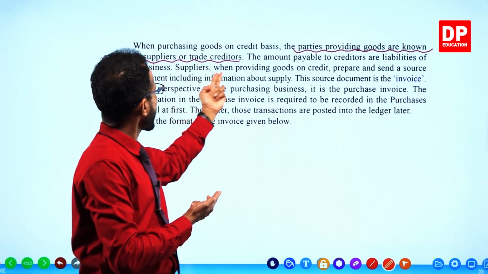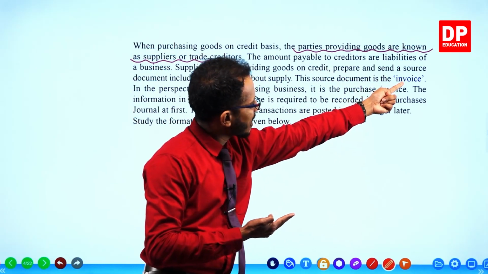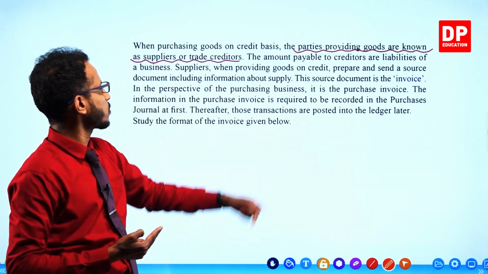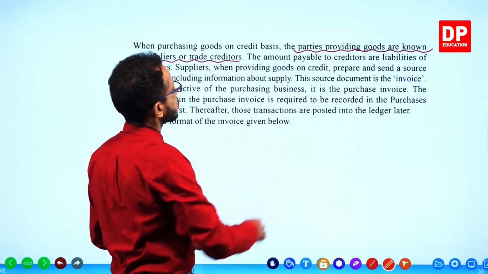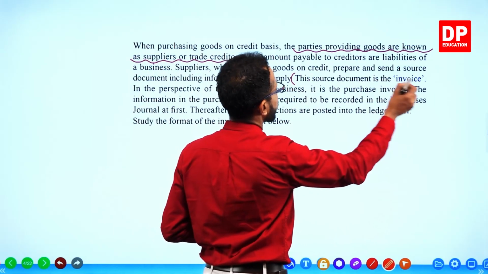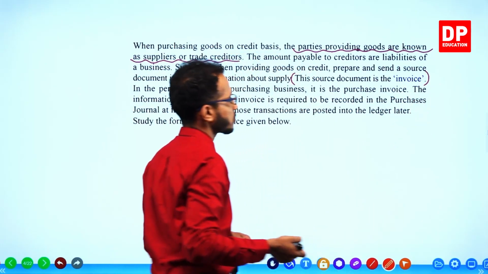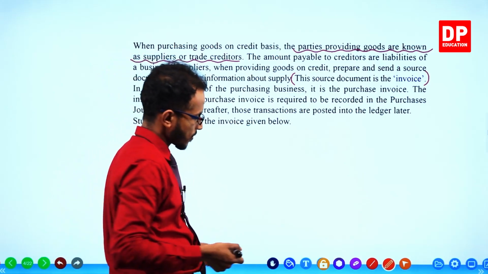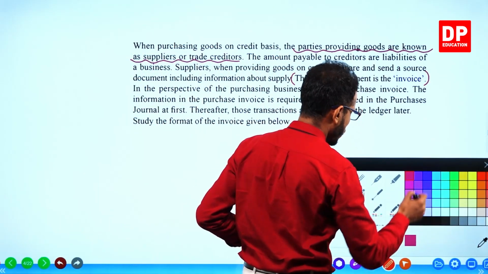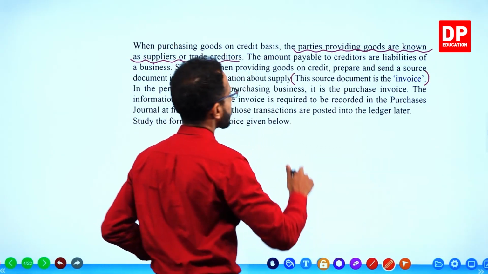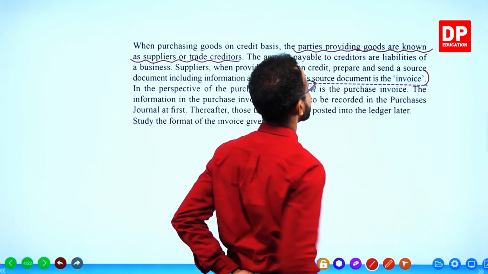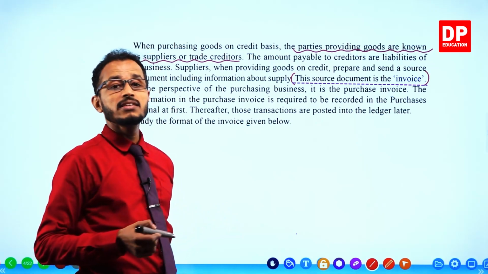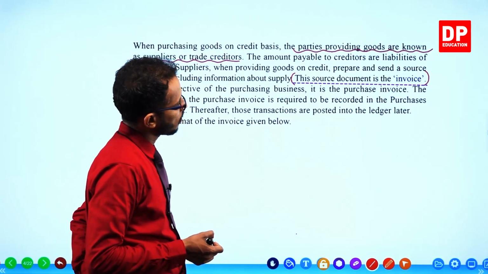Suppliers, when providing goods on credit, prepare and send a source document including information about the supply. There you go, the source document. The source document relevant for credit purchases is called the invoice.